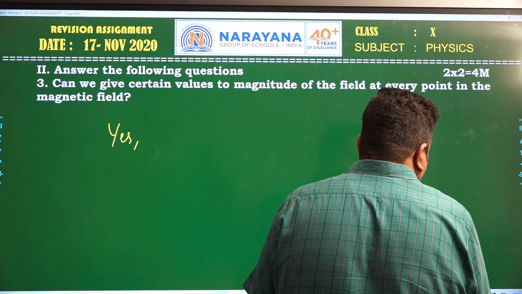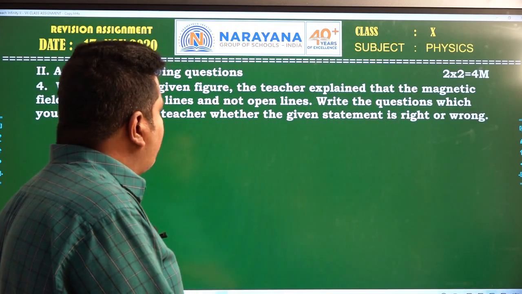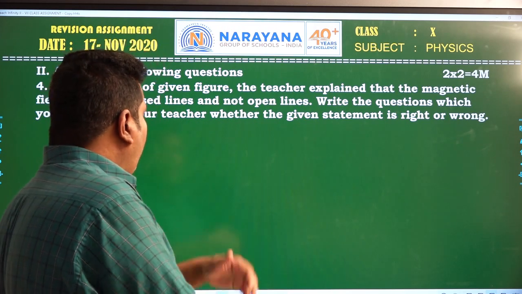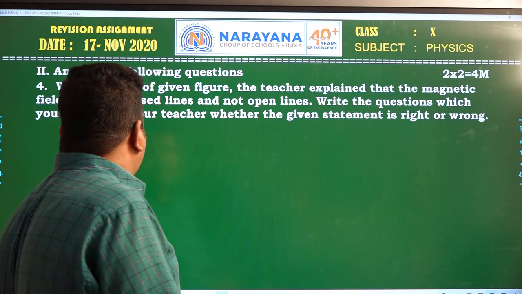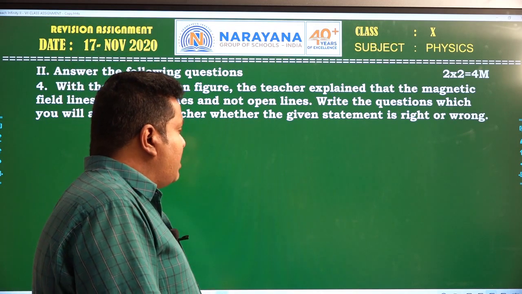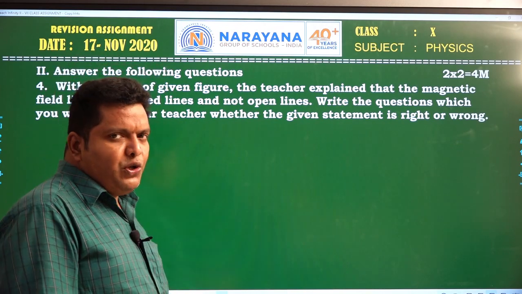Now let us see the fourth question. With the help of a given figure, the teacher explained that the magnetic field lines are closed lines and not open lines. Write the questions which you will ask your teacher to check whether the given statement is right or wrong. You can frame the questions.